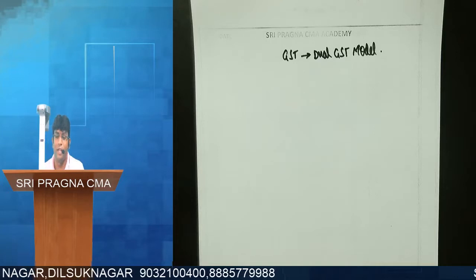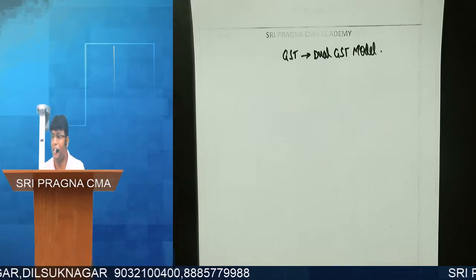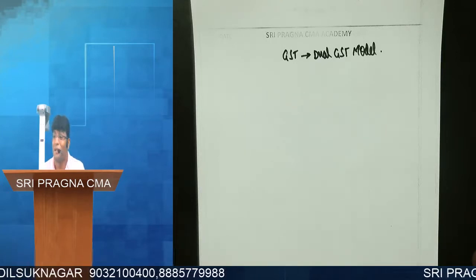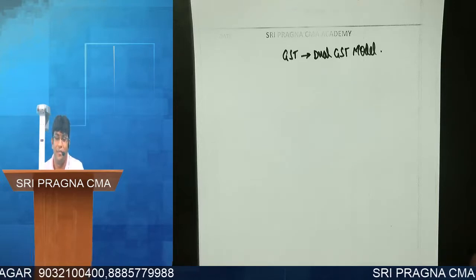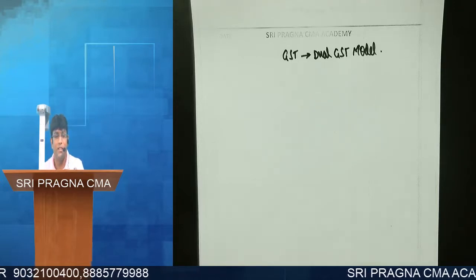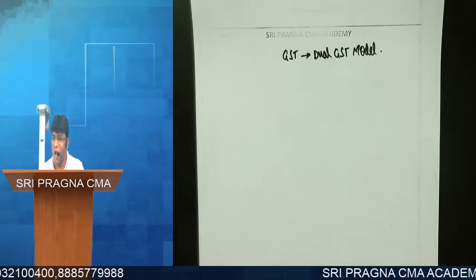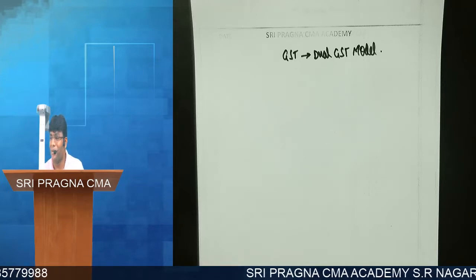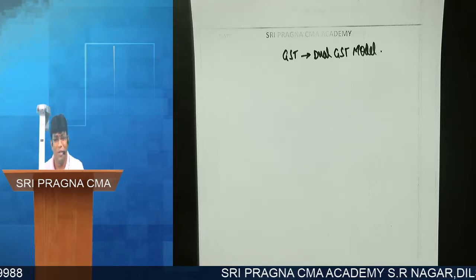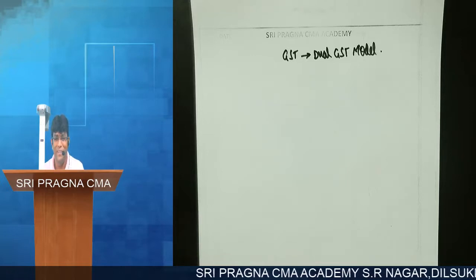How many petrol products are kept outside GST? Excellent, 1 mark given. Petroleum crude, high-speed diesel, motor spirit, natural gas, aviation turbine fuel. Which of these products is not outside GST? Option A, petroleum crude. Option B, kerosene. Option C, high-speed diesel. Option D, aviation turbine fuel. Option B? Sure? Very good.